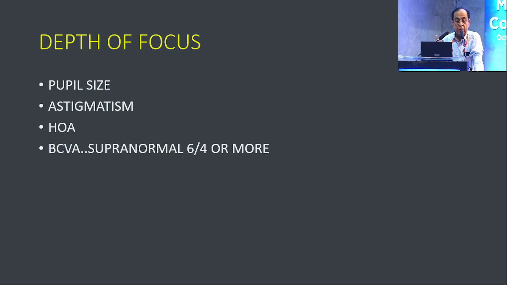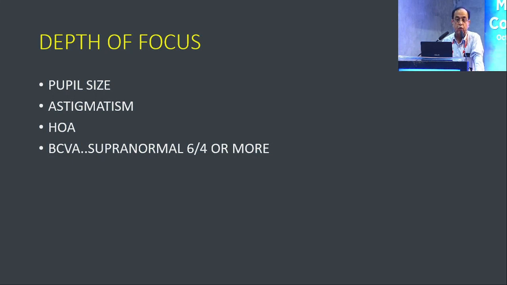So another very important thing is that the depth of focus also depends upon the pupil size. You'll be surprised that many patients have got 6/6 vision with the monofocal because the pupil size is very small, particularly Indians who have got a brown iris have got a very small pupil. Astigmatism also gives a depth of focus, particularly if it is a vertical myopia, minus cylinder at 90 degree, it gives an excellent depth of focus.